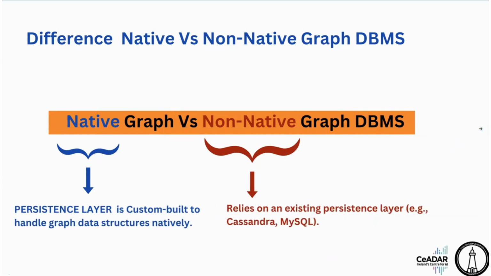In non-native, there is a concept called the persistence layer. It is completely dependent on the persistence layer in non-native graph databases, for example Cassandra and MySQL. But in a native graph database, say Neo4j, the graph-based structure is built in, and it has an inbuilt persistence layer. Since it has a persistence layer, it can handle the graph-based structure very easily. That's the difference between native and non-native.